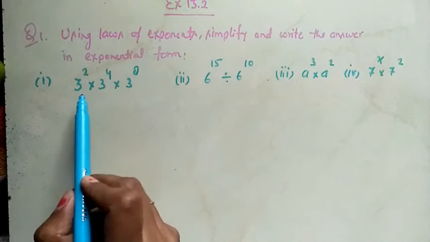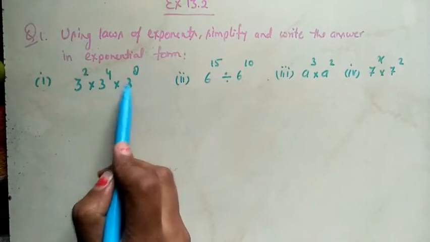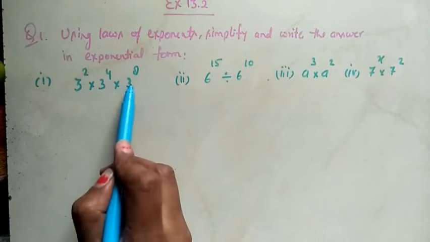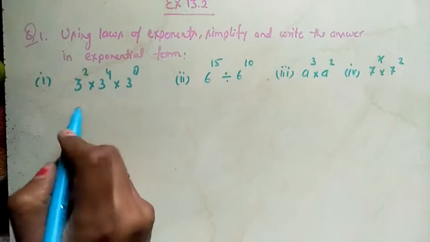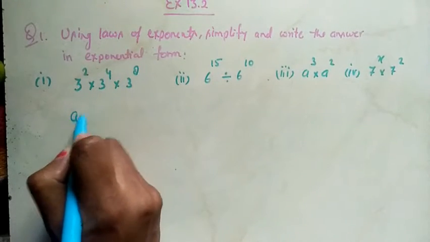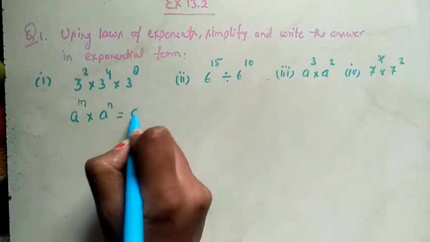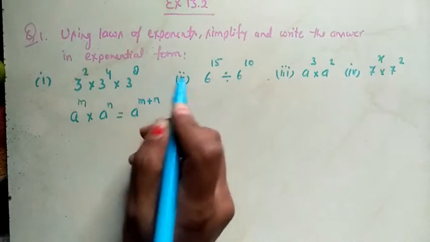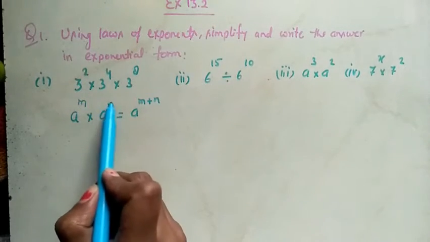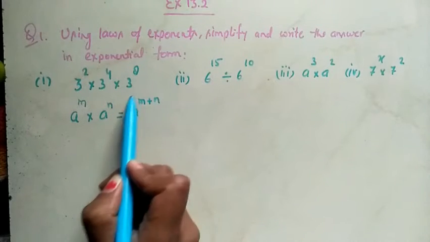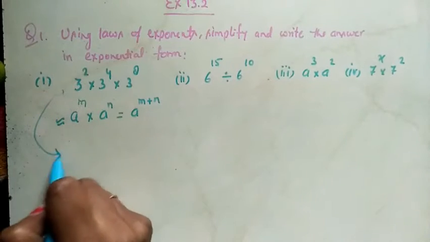So here you can see that the base is 3, and the base is the same in all three numbers, and the powers are different. So we use the formula that a to the power m into a to the power n equals a to the power m plus n. That means whenever the base is the same, then powers will be added. Only powers will be added. So here we use this formula and apply it here.